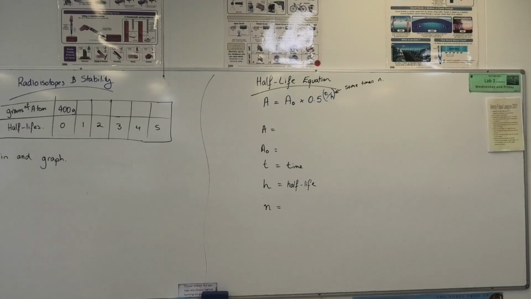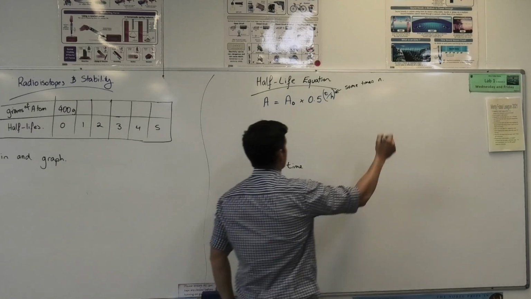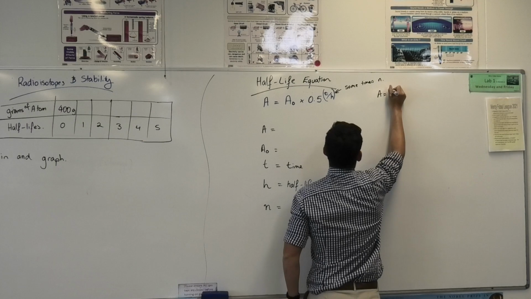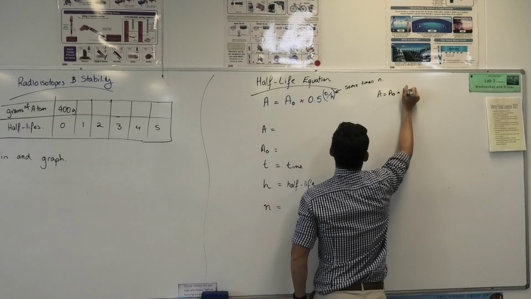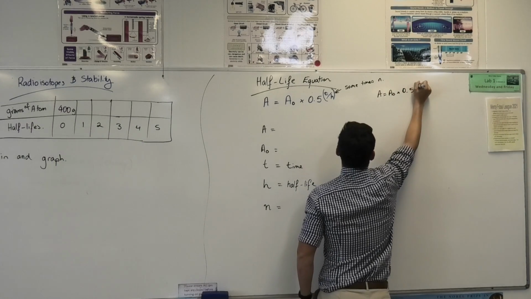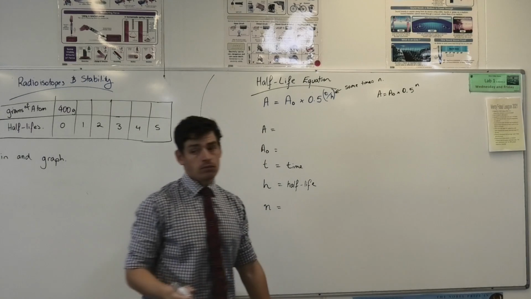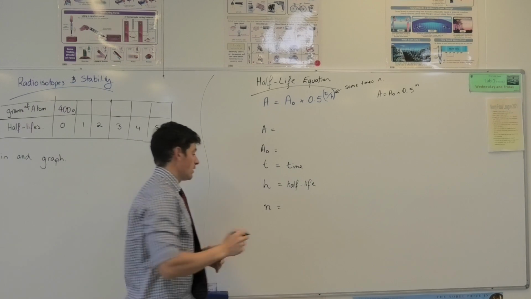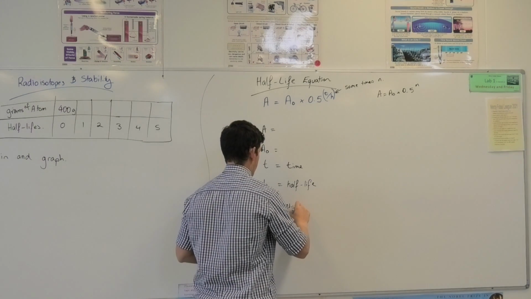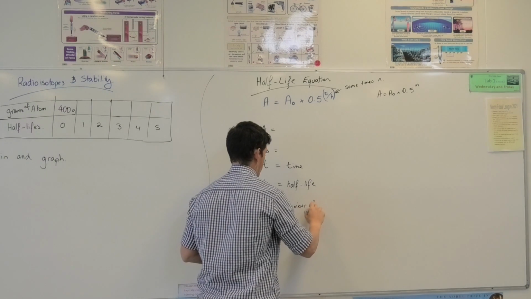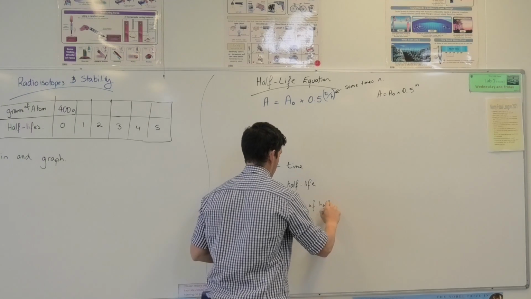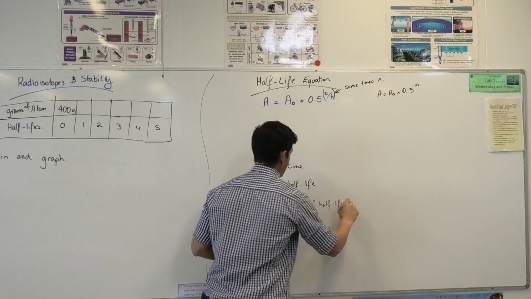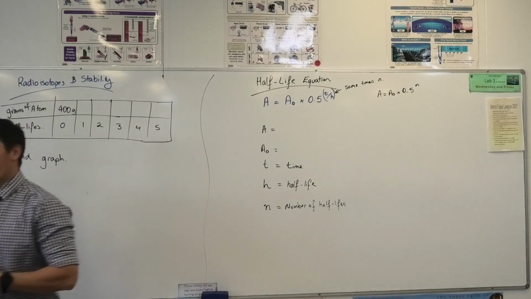So sometimes you'll see this equation written as A equals A naught times half to the power of N. What do you think N represents then? Time over half-life, which would be the number of half-lives, and that's not how we spell lives, but that's what we're going to do with that.